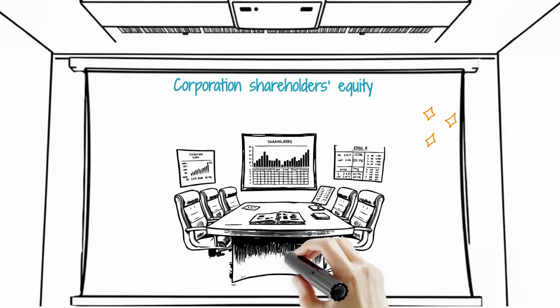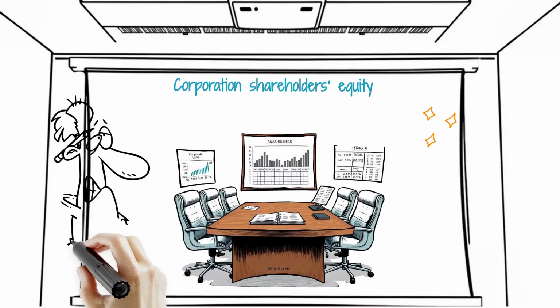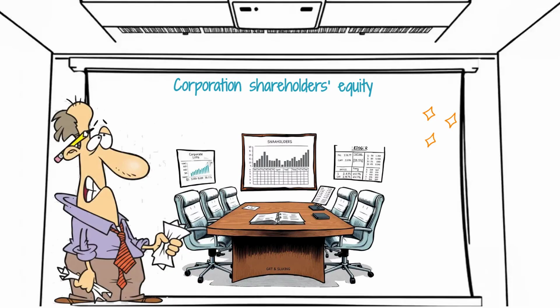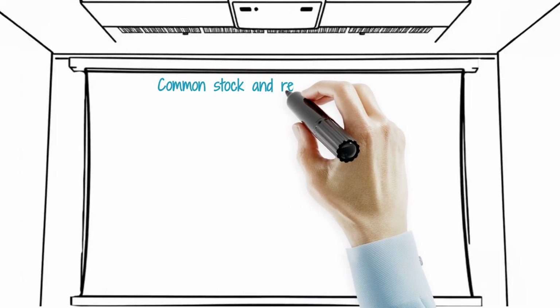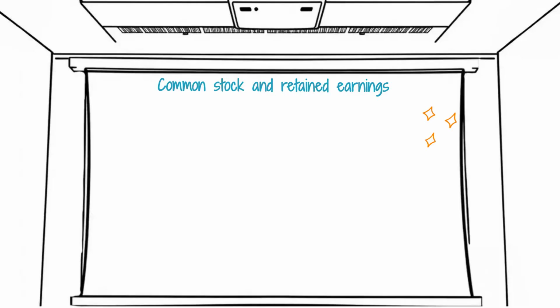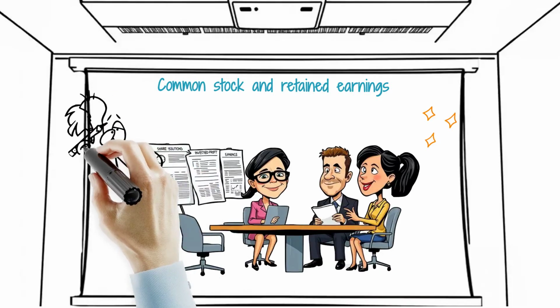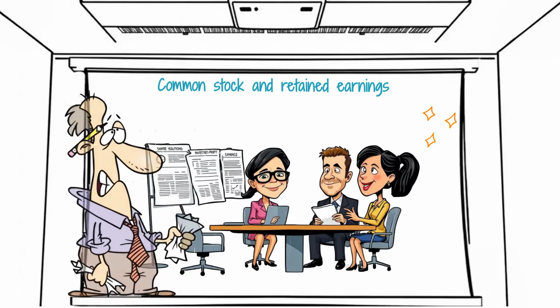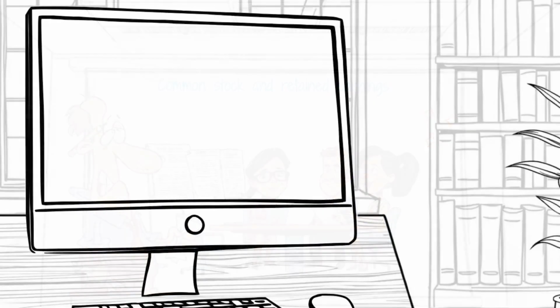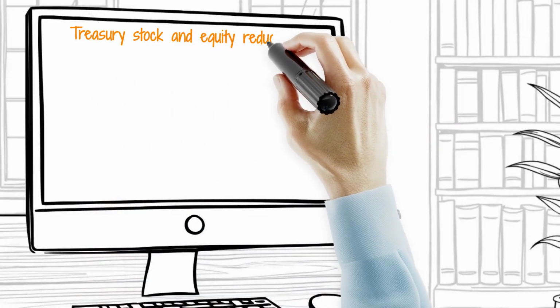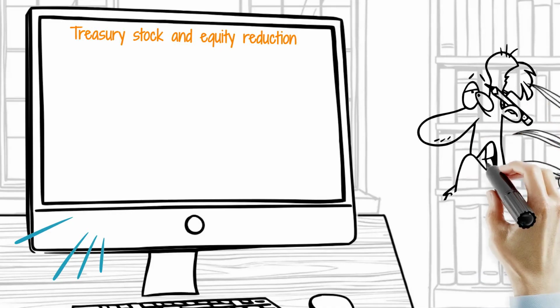In a corporation, owner's equity is usually called stockholders' equity or shareholders' equity. This section is more formal and often includes common stock, preferred stock if issued, additional paid-in capital, retained earnings, and treasury stock. Common stock represents the par or stated value of shares issued. Additional paid-in capital is the amount investors paid above par value. Retained earnings are accumulated profits kept in the business rather than paid out as dividends. Treasury stock represents shares the corporation bought back from shareholders, which reduces equity.